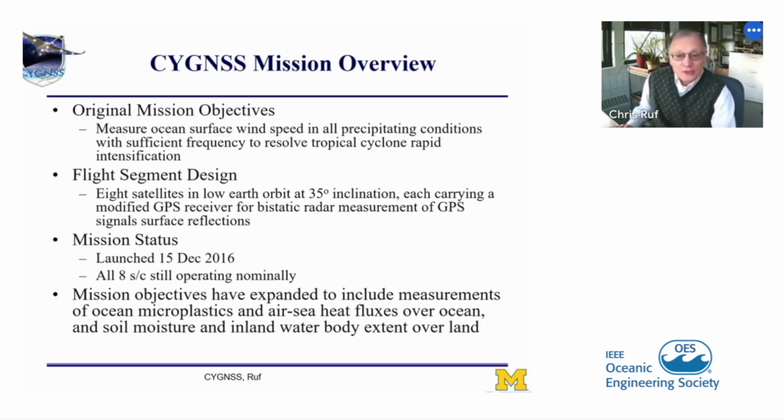And in that time, we've executed the tropical cyclone scientific objectives, but we've also expanded the science focus to many other areas. Over the ocean, the microplastic area that I'll talk about today. We've also generated new data products related to sensible and latent heat fluxes from the ocean into the atmosphere, which are useful for other meteorological applications over the ocean. And then over land, we've found a strong sensitivity to soil moisture and also an ability to image inland water bodies. And the inland water body sensitivity in particular also has direct applications for not ocean microplastics, but inland microplastics. And I'll talk a little bit about that towards the end of the talk today.